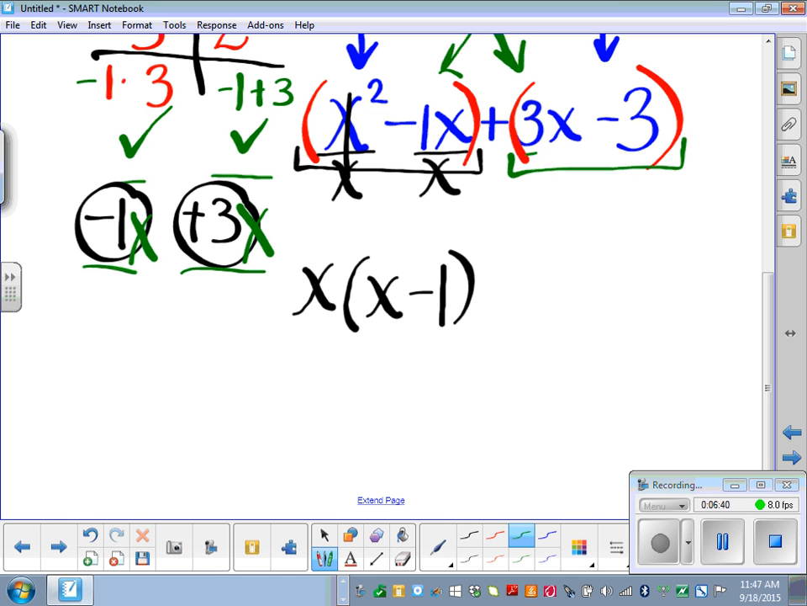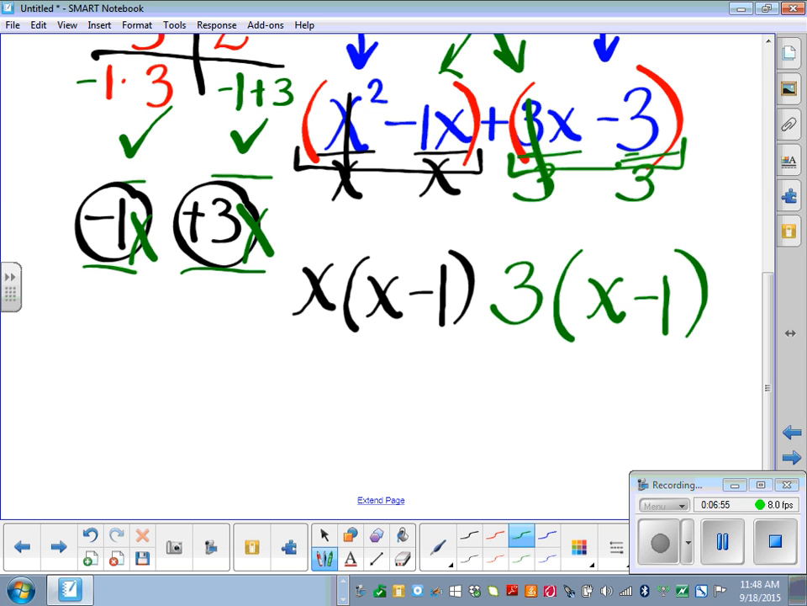All right, let's look at our next group, 3x minus 3. They both have a 3 in common, so I'm going to pull out a 3. If you didn't know what's left, go back and divide each term by 3. 3x divided by 3 is just x, and negative 3 divided by 3 is negative 1.